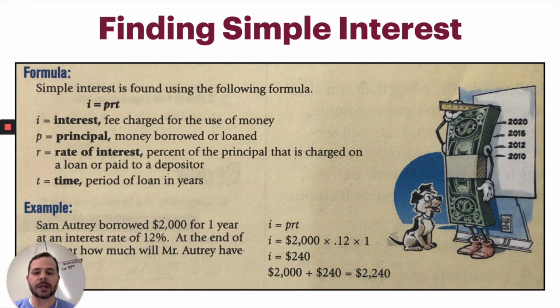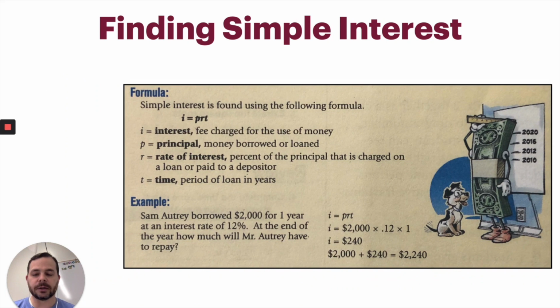So if I bought a car for $20,000 and that car loan was $20,000, that's the principal, and then however much interest is added on to the principal. And the rate of interest is R. It's a percent of the principal that is being charged on a loan or paid to a depositor. And then T is for time. It's the period of the loan in years. So a car loan might be 5 or 6 years.